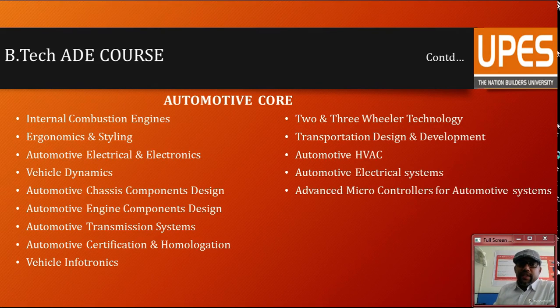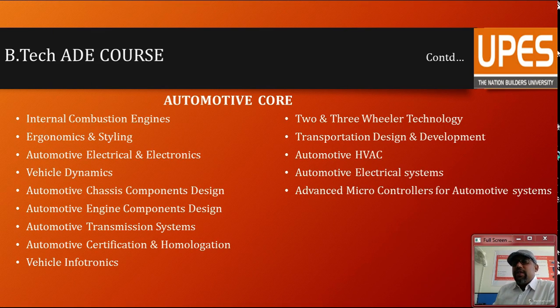Automotive chassis component design, where you will see the steering, the different linkages to the wheels, and how this steering design has to be done, how the suspension design, how the frame design, how the brake design. All these designs come under the automotive chassis component design. Engine component design: piston, cylinder, and different parts, camshaft, crankshaft, and all those things come under the engine component design. Automotive transmission system, this is exclusively for the gearboxes. Then automotive certification and homologation.